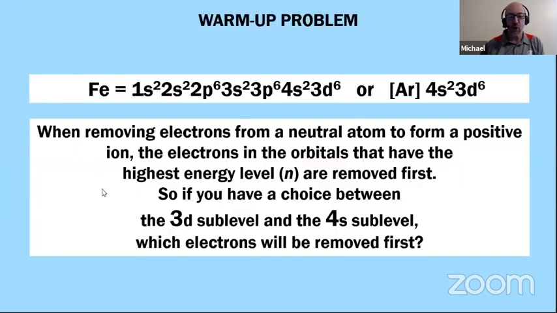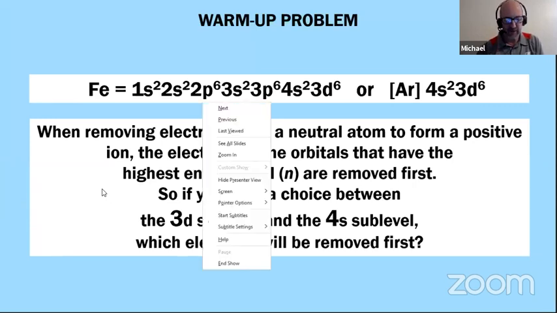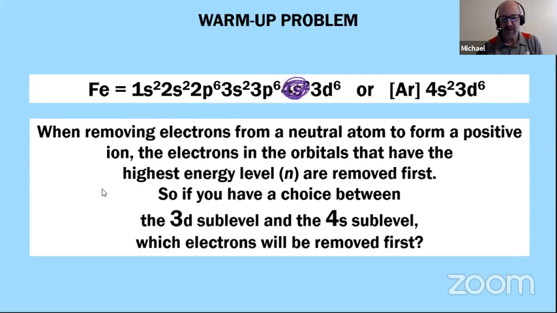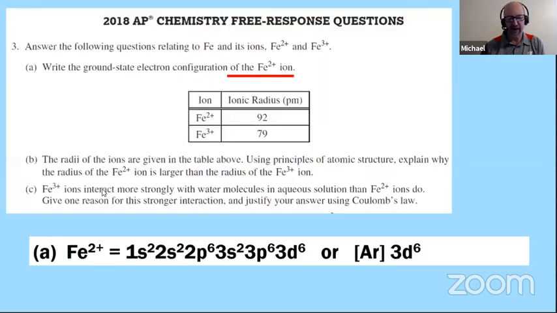This is not going all the way through to this particular configuration. We're stopping by removing the 4s. So the configuration of the iron 2+ ion would be without that 4s.